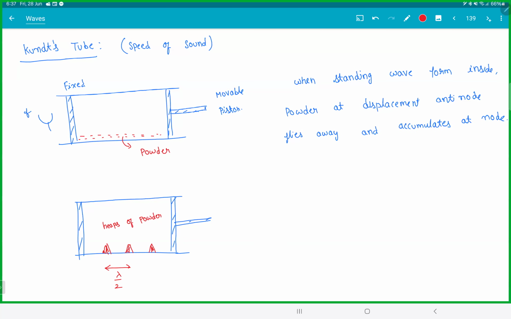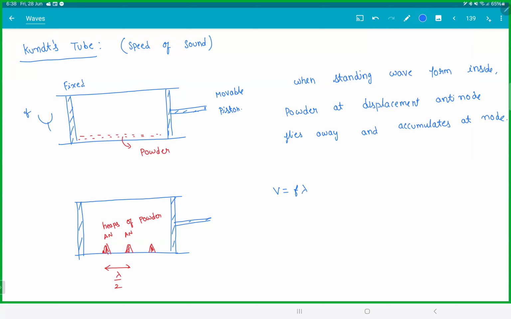Now these are what? Antinode and antinode, isn't it? What is the distance between two antinodes? Lambda by 2. So I can find out how many heaps will form. I know the length of this tube. From there I can find the lambda, or the distance between two heaps. You can do that however you want. Once that is done, you're done. So v is equal to f into lambda.